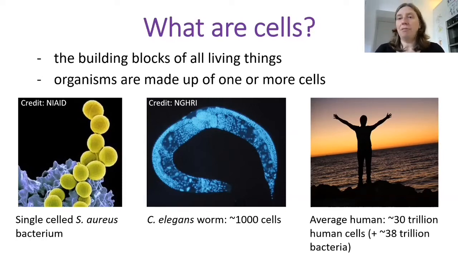We have what's known as our microbiome, which is a collection of bacteria, fungi and other microorganisms that live on us, on our skin and inside us, for example, in our guts. And it's estimated that there's about 38 trillion of them on the average human. So we're about half human and half bacteria.